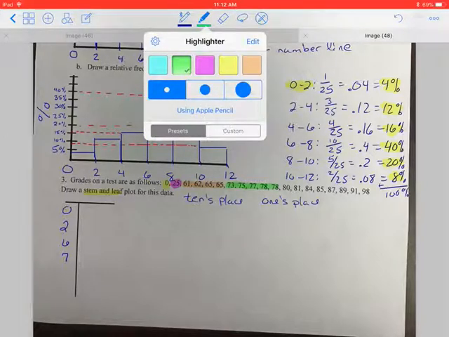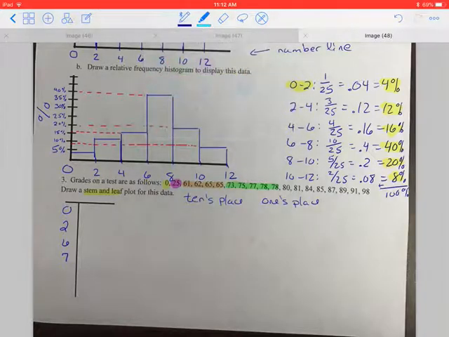Let's see, am I out of colors yet? What have I not used? Blue, that'll get all my 80s. All right, so all of those I'm going to put an 8. And then my last two are my 90s. So for that one, I will put a 9. All right, so the tens place goes on the left, and the ones place goes on the right.